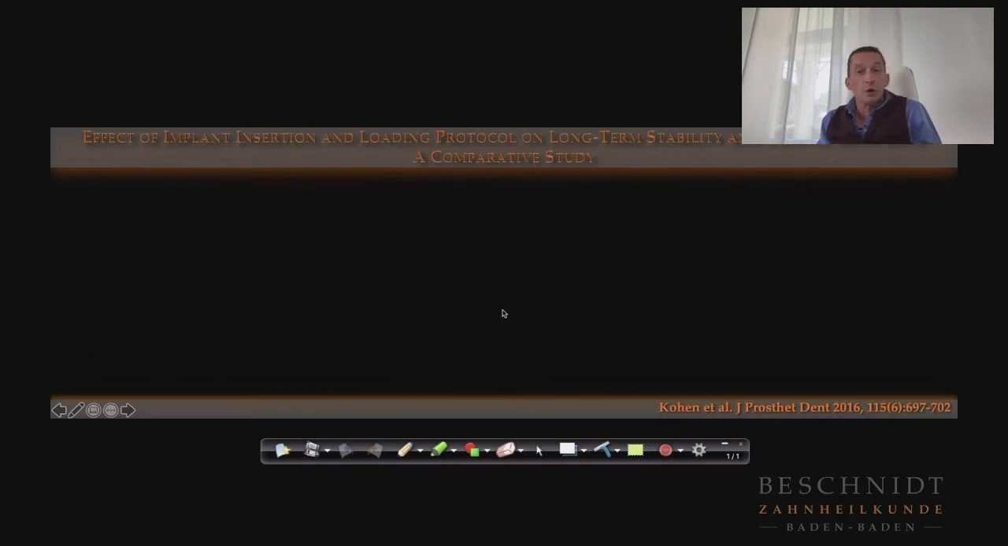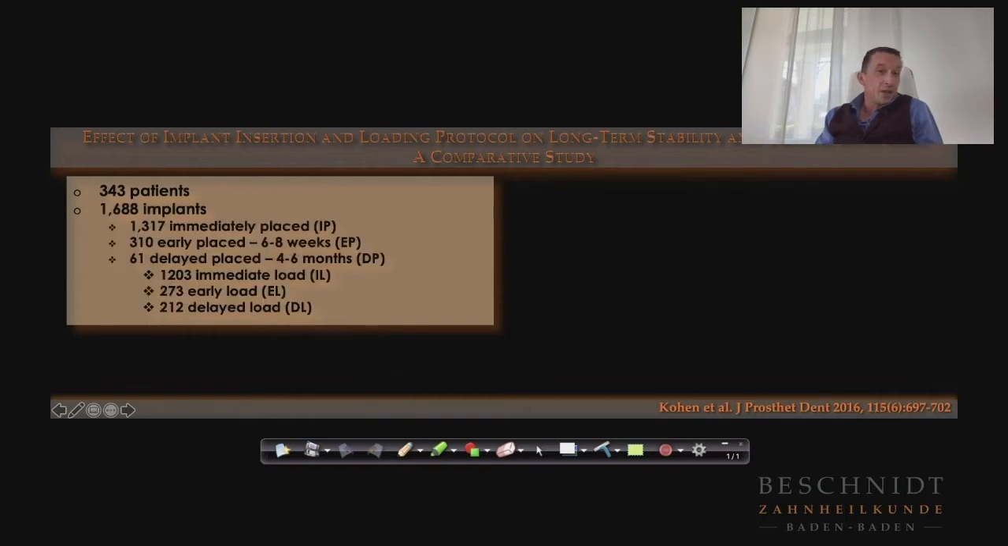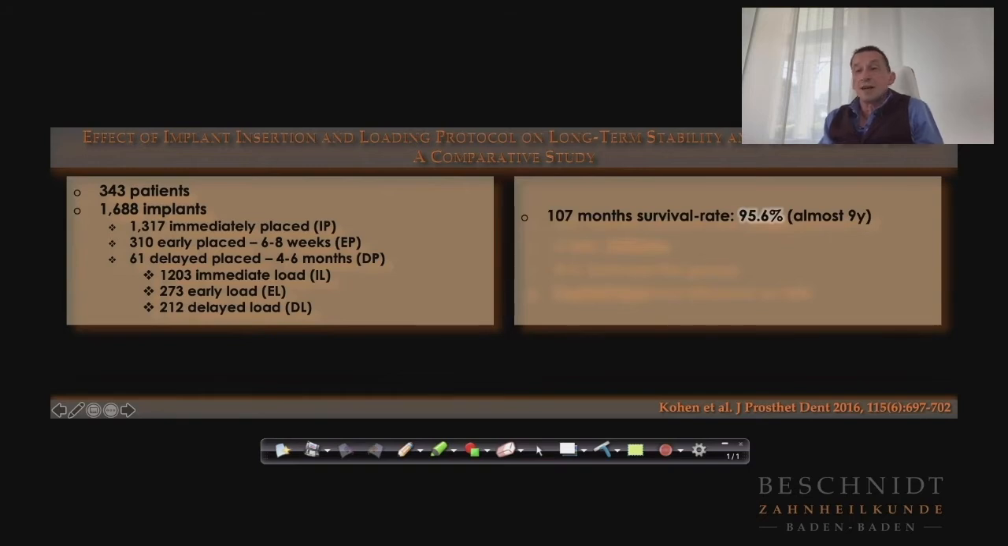Next study from Cohen and co-workers. They had more patients and they did everything. In 1,688 implants, they did immediately placed, early placed and delayed placed implants, and they also did in all these implants immediate loading, early loading, and delayed loading. So you have the full variety, and looking at the literature, you can see over the time of almost 9 years, we also have more than 95% of survival.